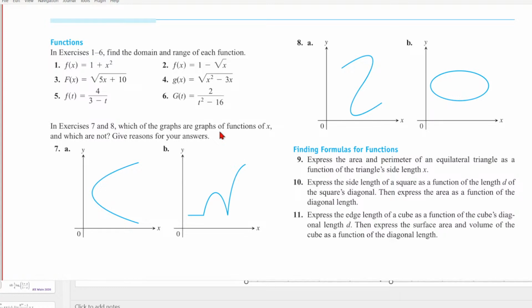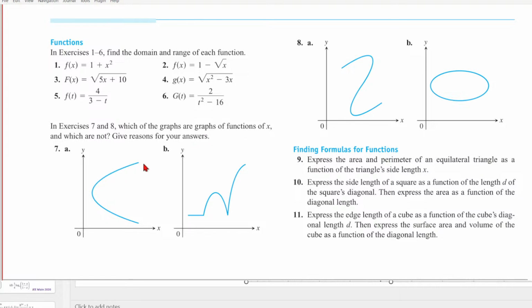Slope is clearly not defined. No, no. For a function, one x should have one y only. One x cannot have two y's. Okay. So here, in all these points, each x has got two different values of y. So that's why it is not the graph of a function.